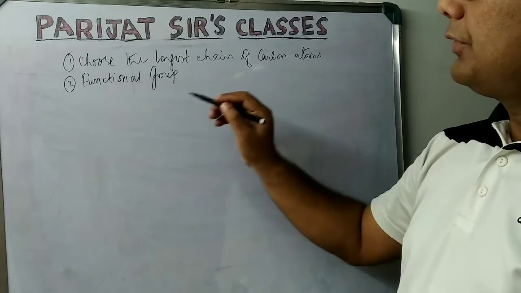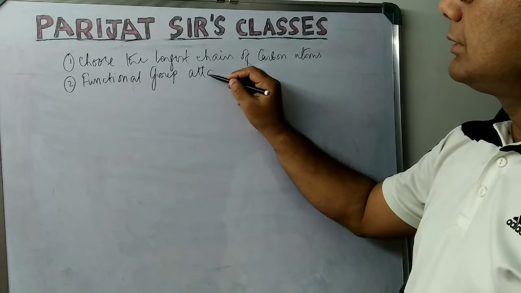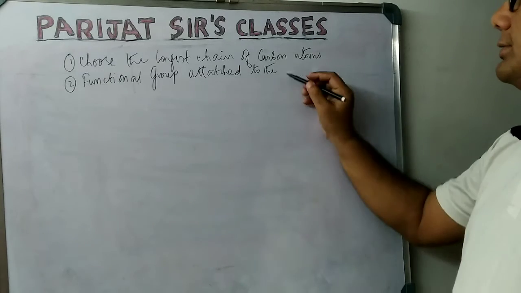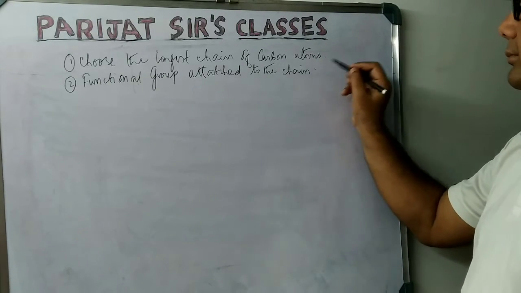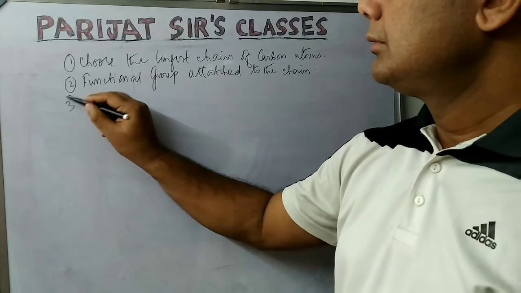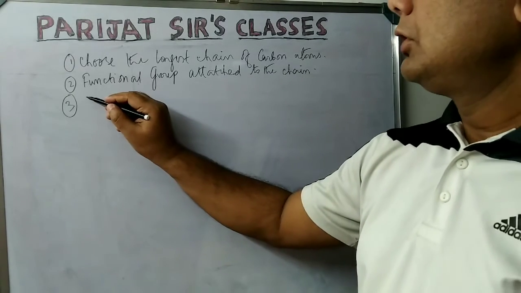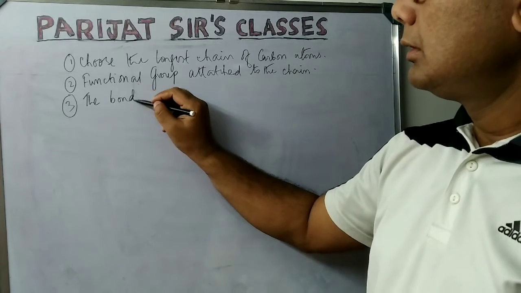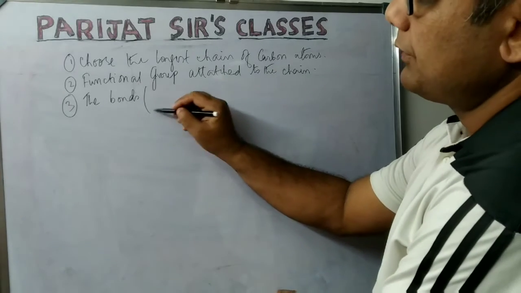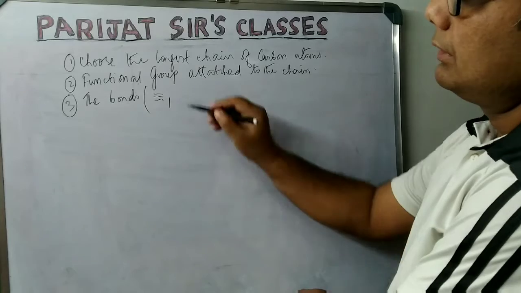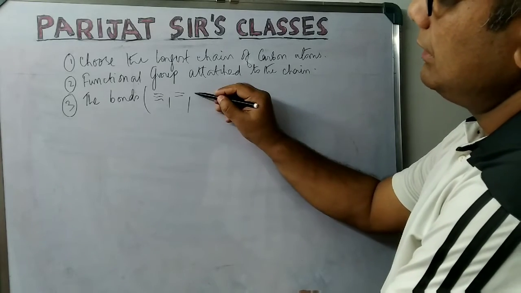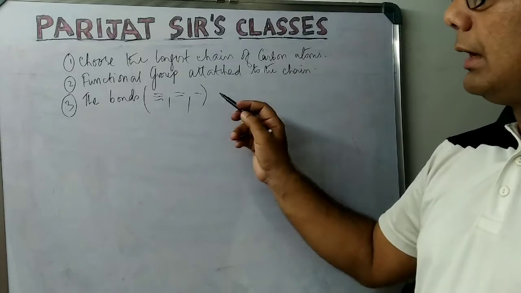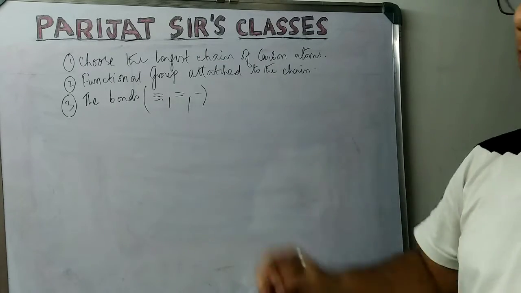We will give the preference to the functional group attached to the chain. Third, we will give preference to the bond. First preference will be the triple bond, then the double bond, then the single bond, carbon to carbon. These are the preference wise.